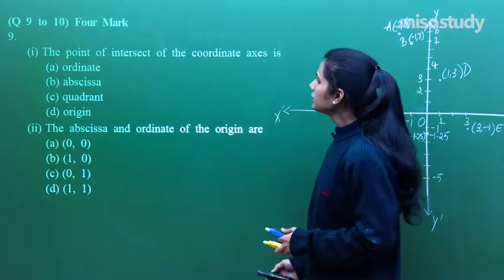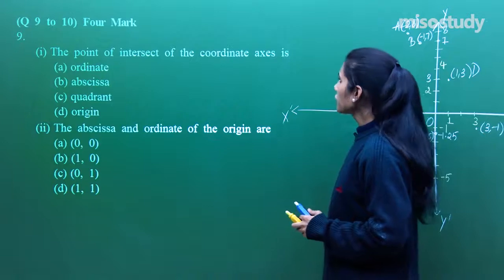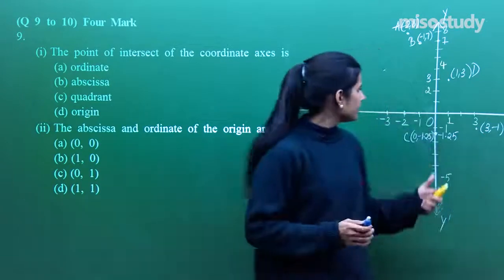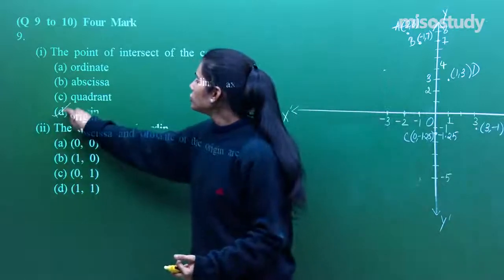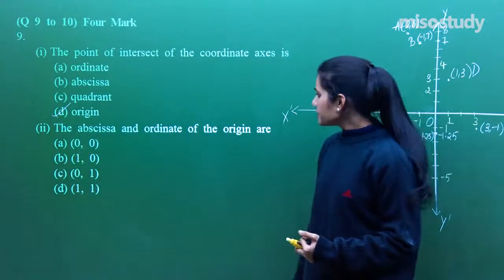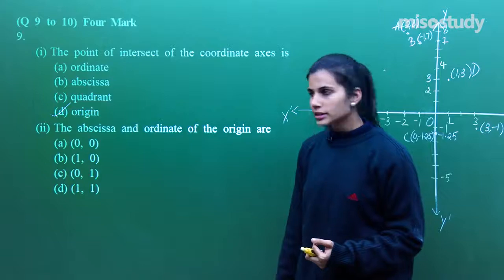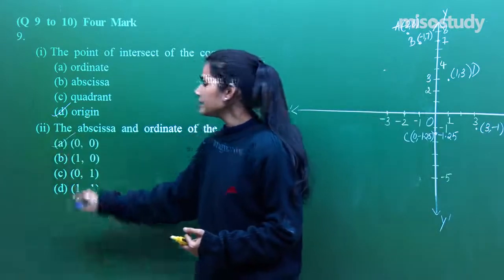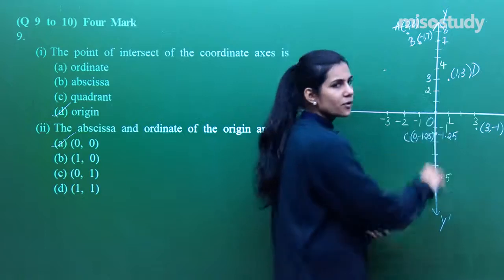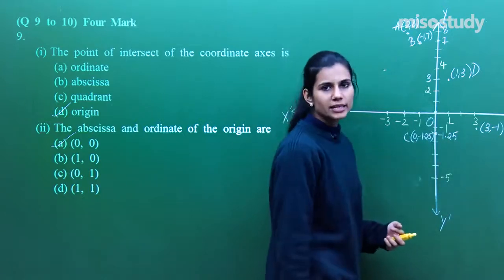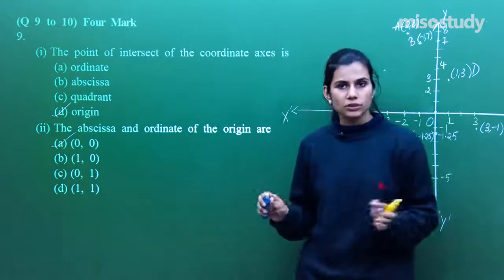After that, the point of intersection of the coordinate axes is called what? The point where the coordinate axes intersect each other is called the origin. The abscissa and ordinate of the origin are what? 0, 0. That's very basic. Why? Because this point, the origin, is at 0 distance from the x-axis and 0 distance from the y-axis. So its x and y coordinates are both 0.